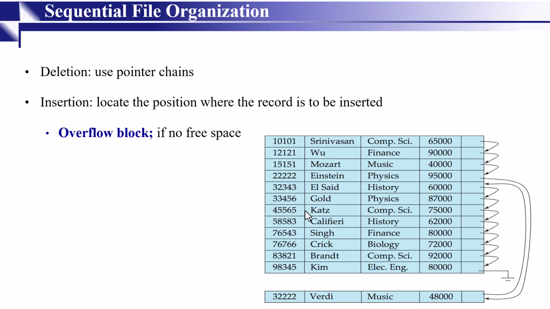In sequential files, managing updates is critical. For deletion, we use pointer chains to track free spaces without disrupting order. For insertions, we find the correct position based on the search key, but if there is no space, we use an overflow block to store the new record temporarily. This maintains the sequential structure efficiently.